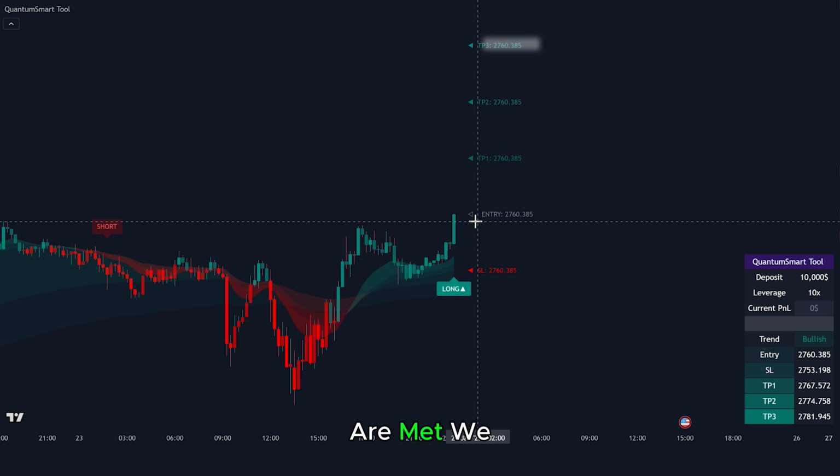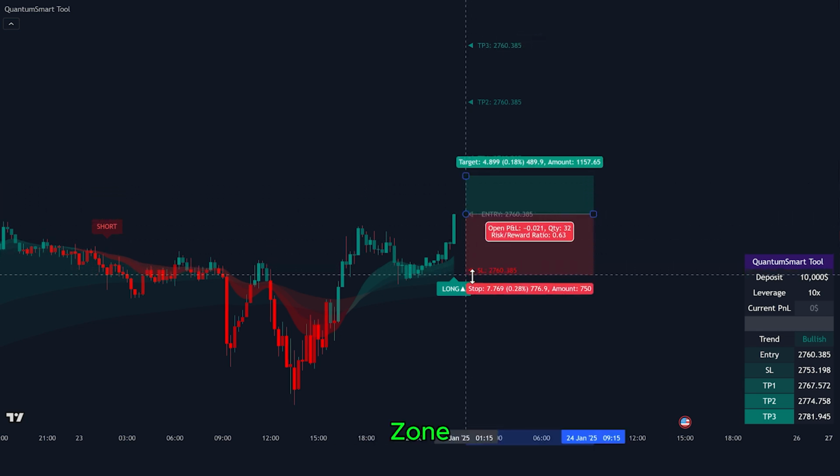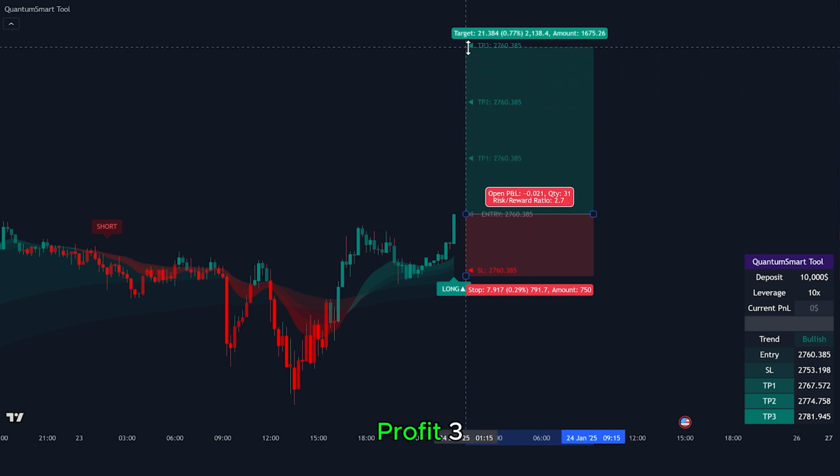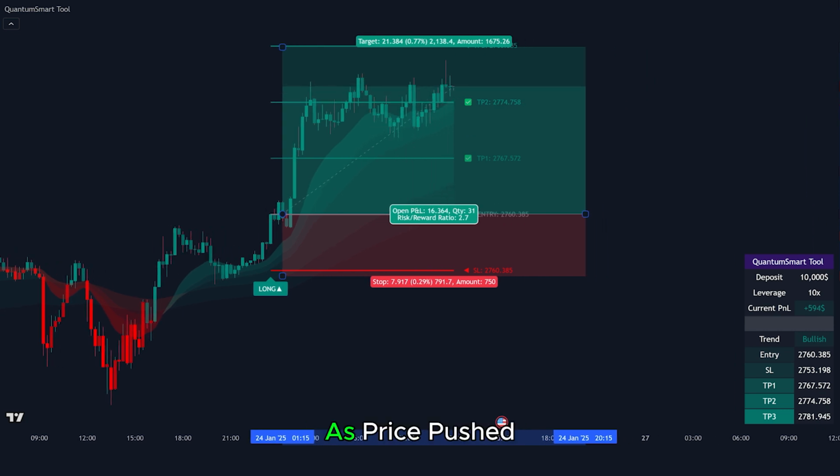Once all rules are met, we enter a long trade. We place our stop loss just below the marked zone. We then aim for a take profit 3 to ride the bullish move. This trade would have ended in profit as price pushed higher.